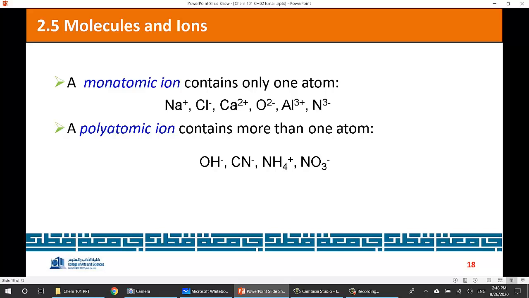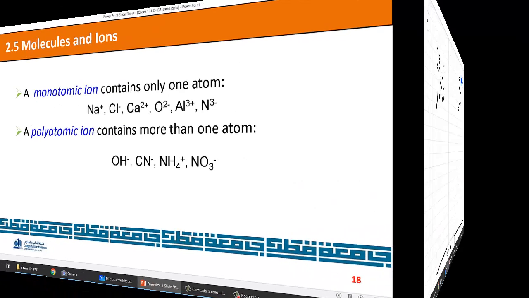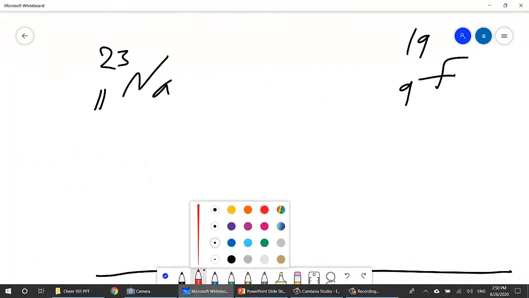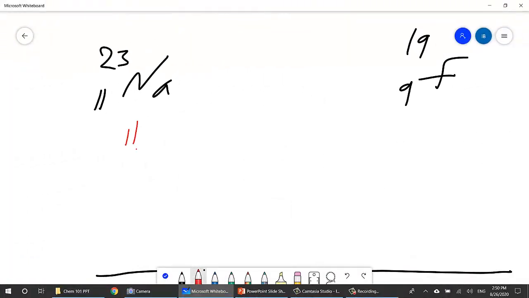A positive ion is named cation. A negative ion is called anion, okay? So here, it has 11 electrons and 11 protons, because the number of protons and the number of electrons are the same in a neutral atom. And if you do the math, 23 minus 11, that would be 12 neutrons.